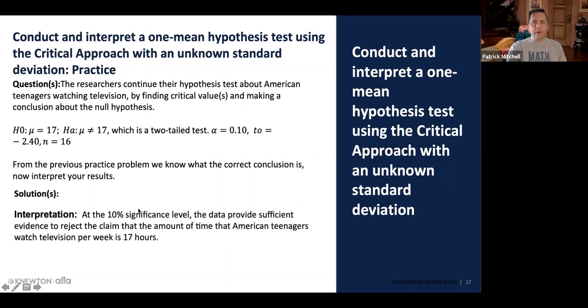And so the interpretation, which you already saw mine, theirs is a little different. At the 10% significance level, the data provides sufficient evidence to reject the claim that the amount of time that American teenagers watch TV is 17 hours. So they're basing their conclusion on the idea that the original claim was that American teenagers watch TV for 17 hours a week.